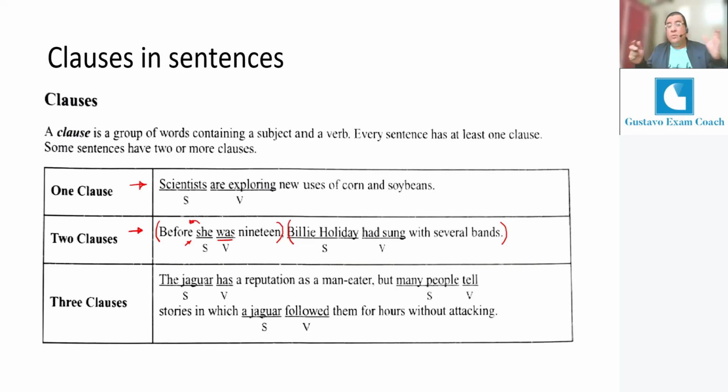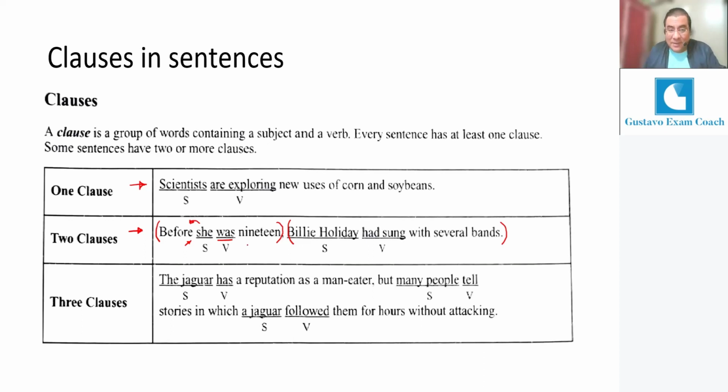Billie Holiday had sung with several bands. Yes, we can understand the idea. But before she was 19 is a clause, but not a complete sentence on its own. You need to put before she was 19 together with the other clause in order to have a complete sentence. This is very important because this is at the very root of the concept of complex sentence, which we will develop later on. How about another example, a longer sentence with 3 clauses?